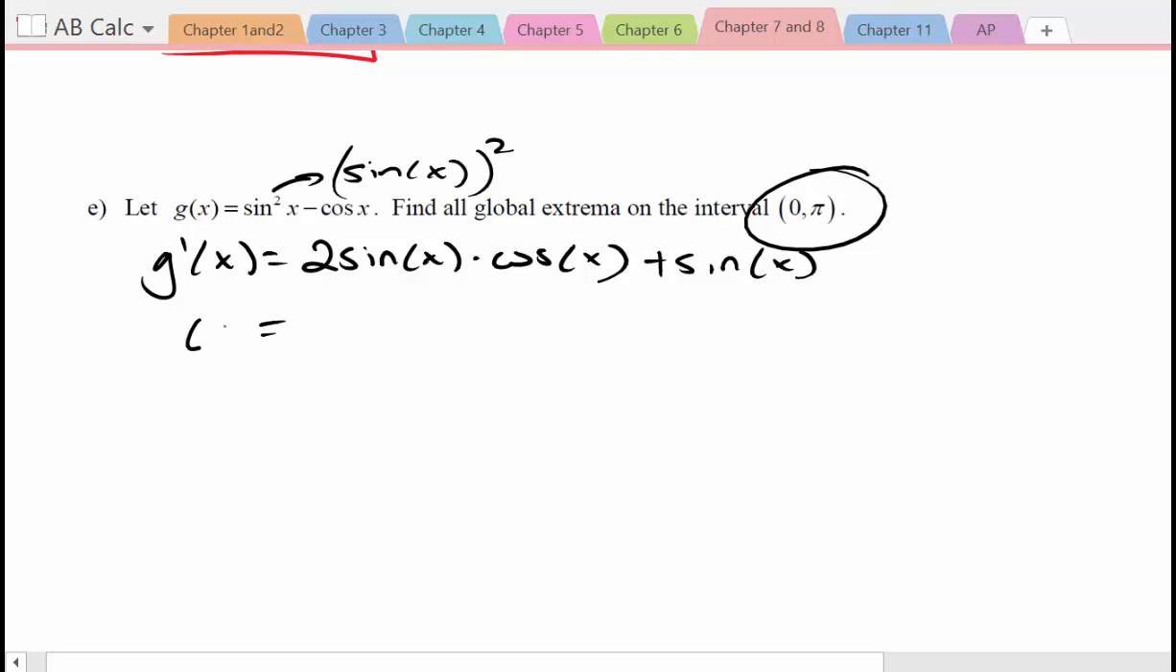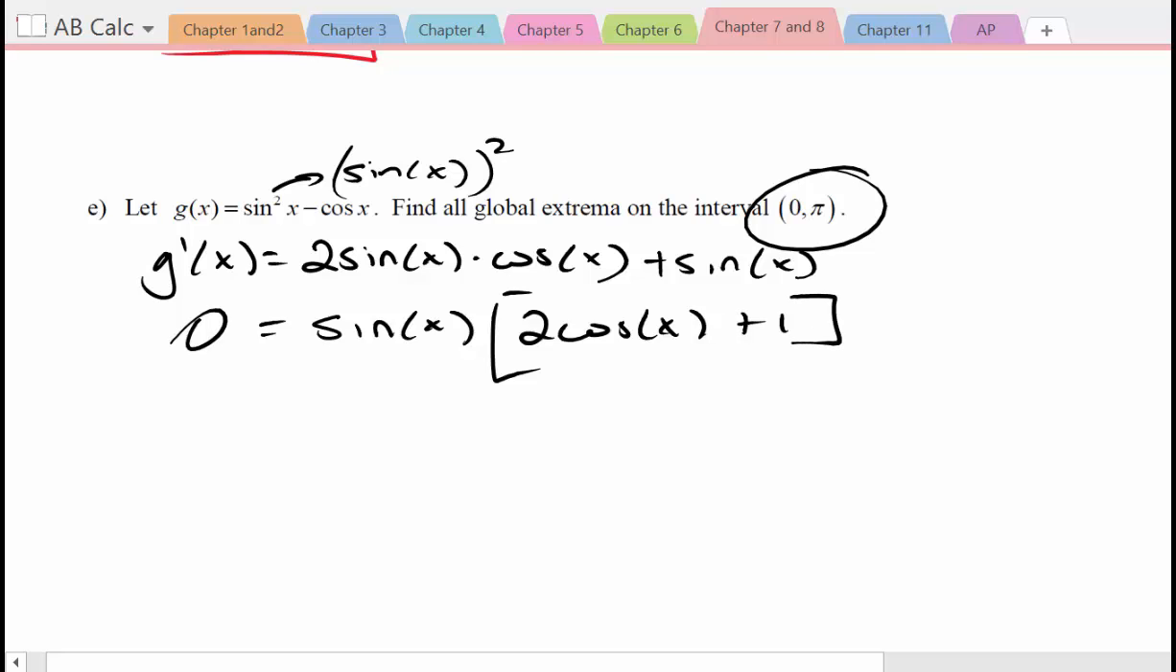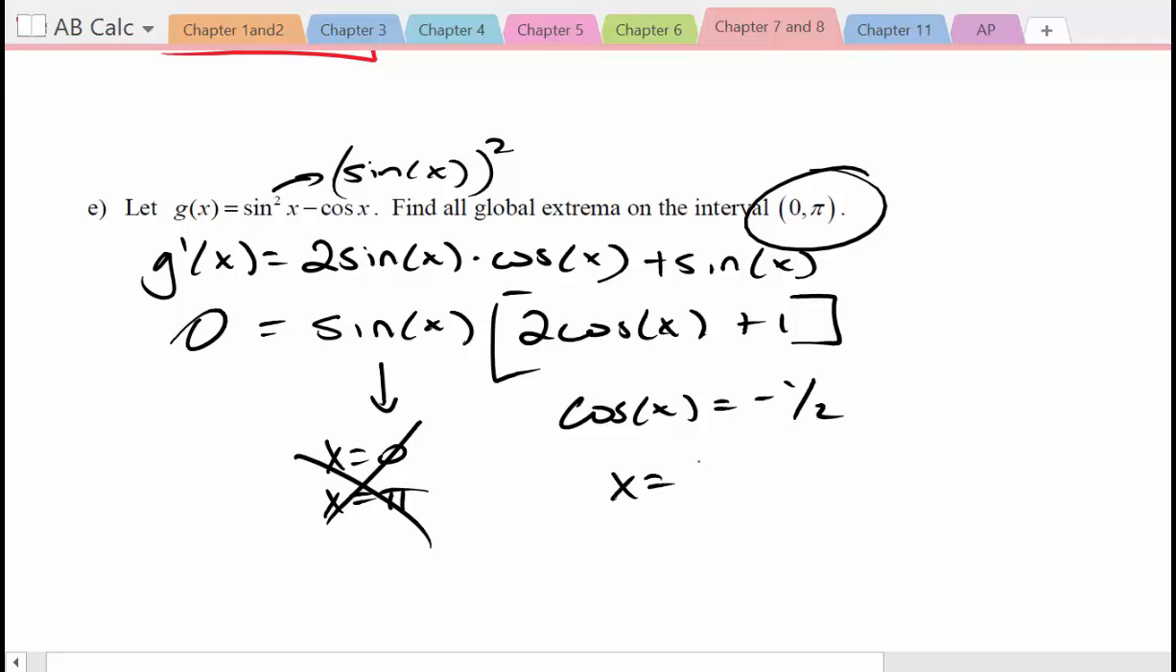In order to find the critical points, we set this equal to 0. So that means we factor out a sine of x, and we're left with 2 cosine of x plus 1. When does sine equal 0? At x equals 0 and x equals pi. Both not included in the interval. When does cosine of x equal -1/2? At x equals 2 pi over 3 and 4 pi over 3. 4 pi over 3 is not in the interval.